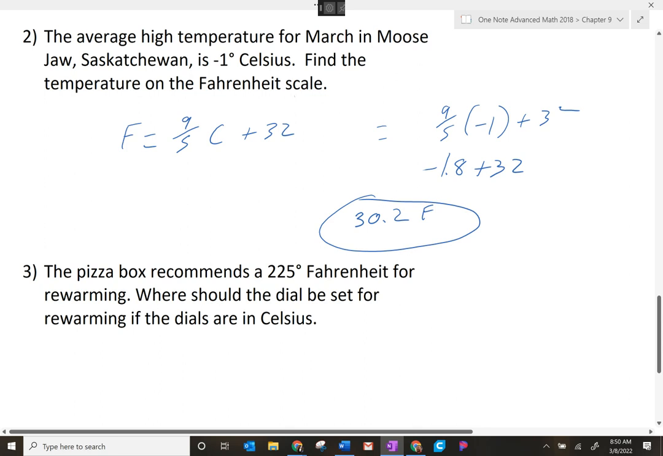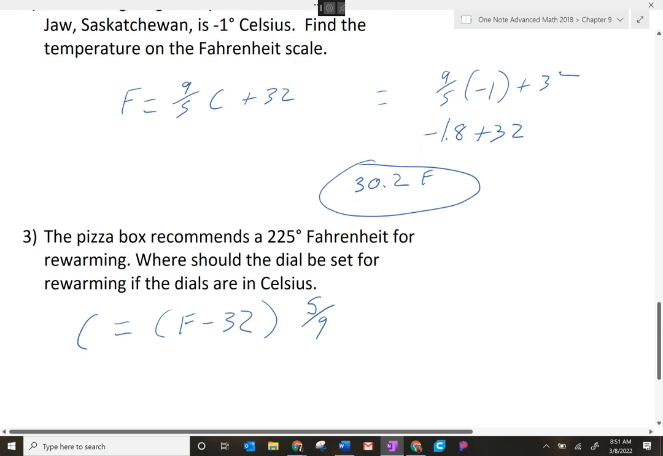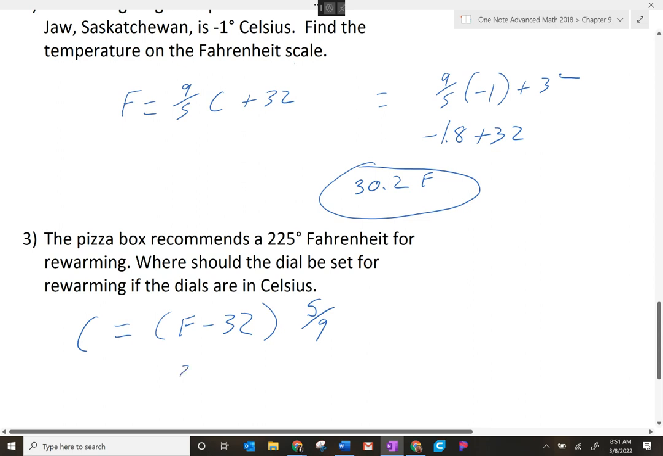If I'm converting things from Fahrenheit to Celsius, we work in the other direction. It says that this box recommends 225 degrees Fahrenheit for rewarming. We have to figure out what we're going to set that as. So for Celsius, the formula is Fahrenheit -32 and then times 5/9. The parentheses are important. So you get 225 minus 32 times 5/9.